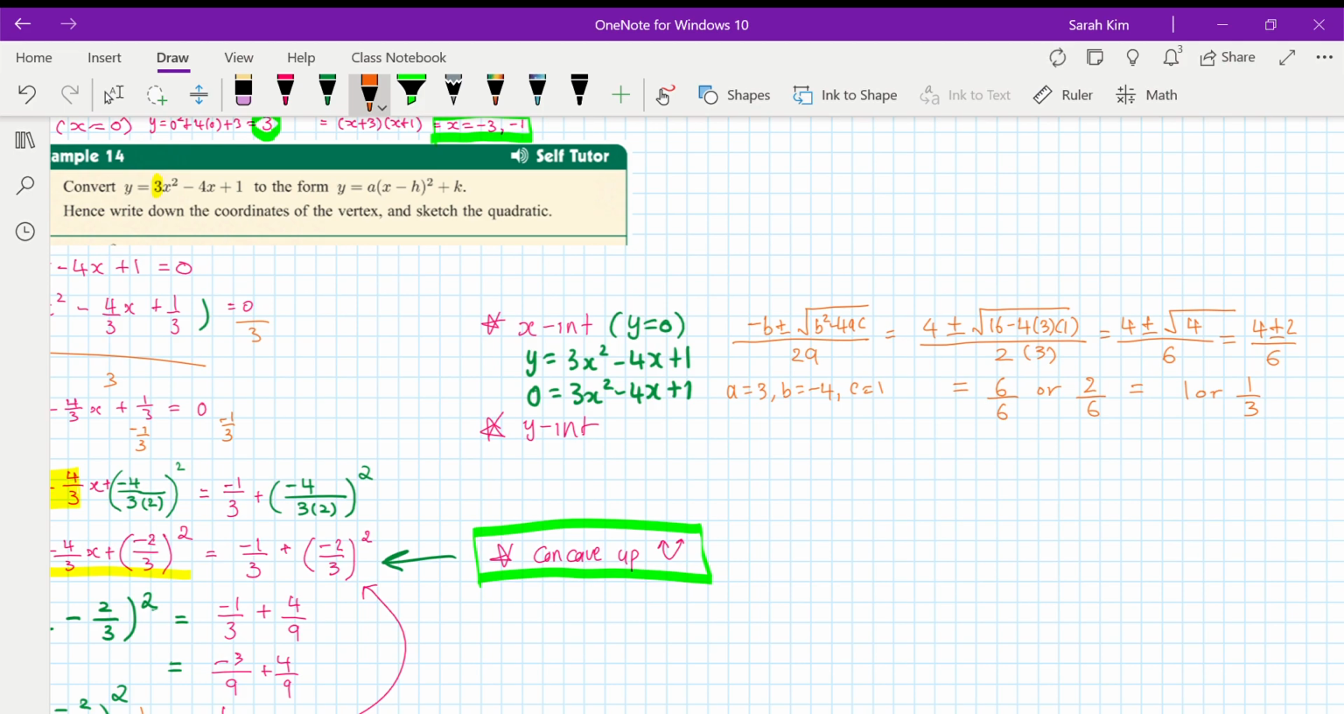So these are my x-intercepts. Can someone confirm it if they use the calculator? Great. So no need to do it manually like I did. You can just use your calculator. Just write use calculator. All right, y-intercept. All I do is sub x equals 0.